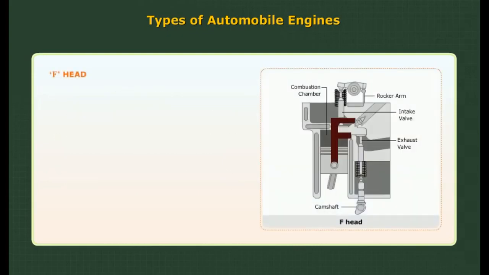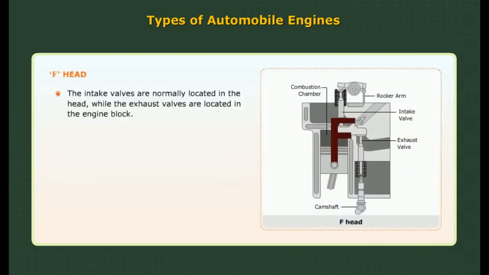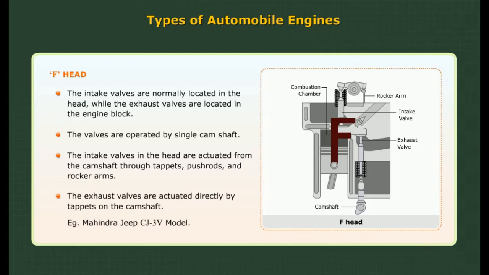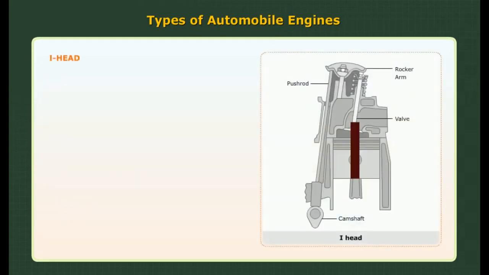Example, Ford. F-head. The intake valves are normally located in the head, while the exhaust valves are located in the engine block. The valves are operated by a single camshaft. The intake valves in the head are actuated from the camshaft through tappets, push rods, and rocker arms. The exhaust valves are actuated directly by the tappets on the camshaft. Example, Mahindra Jeep CJ 3V model.